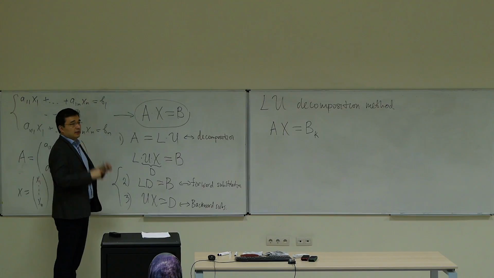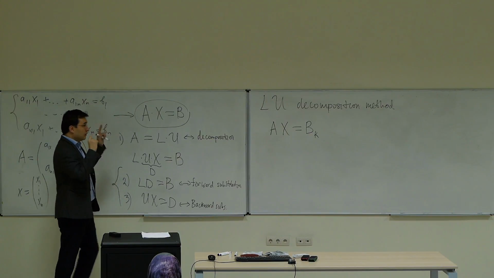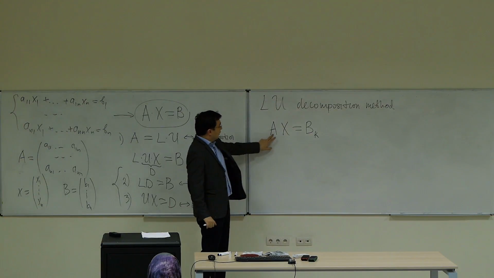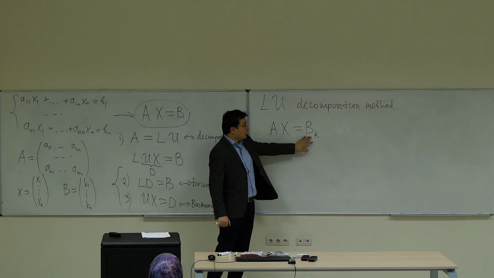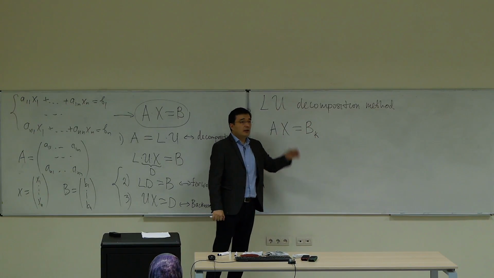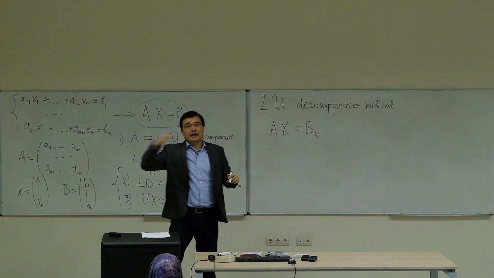That's the reason people invented this method, exactly for this kind of problem. A remains the same, but B may change. First you solve for one B, then a second B, a third B, and so on, maybe 100 different Bs.